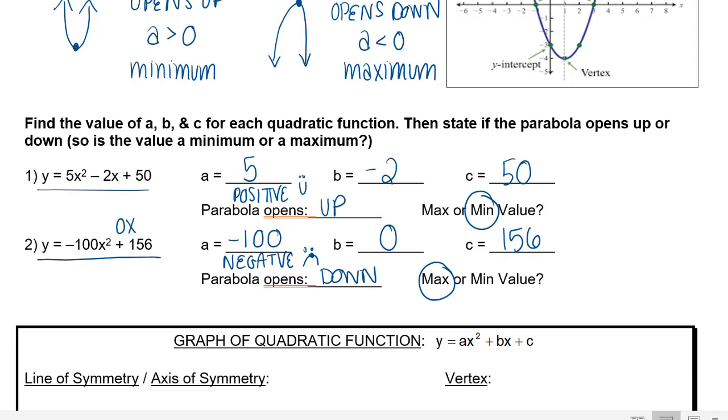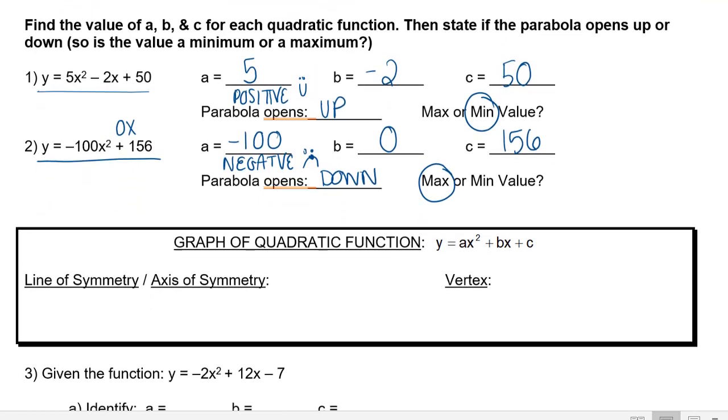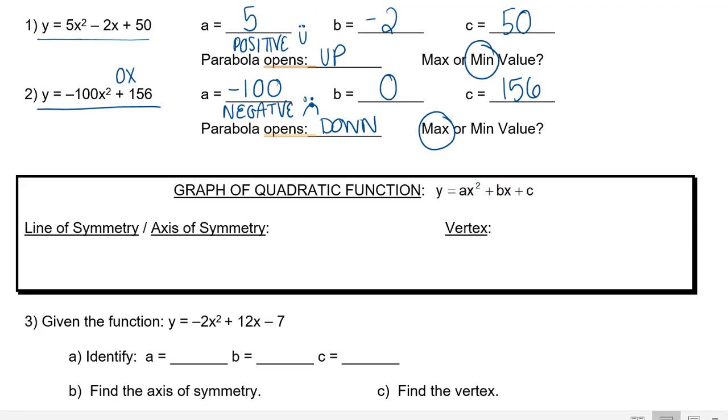All right, now that we are able to take out that a, b, and c value and determine whether the parabola opens up or down, and the max or min value, just by looking at the function, we're going to do the same thing but determine another of our vocab words, which is the axis of symmetry. This axis of symmetry is that vertical line that we talked about, that dotted line that reflects the left-hand side to the right-hand side or vice versa. So again, it is that vertical line.